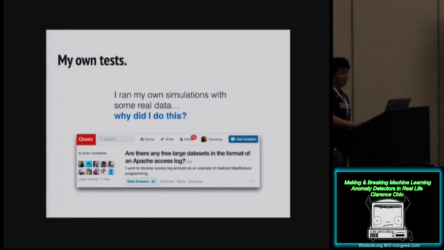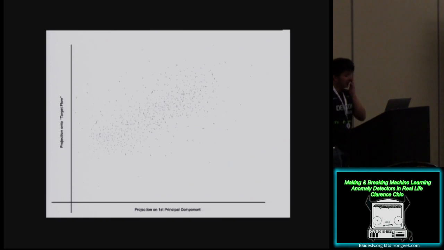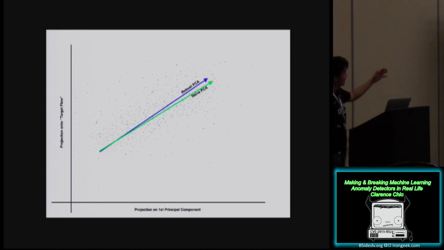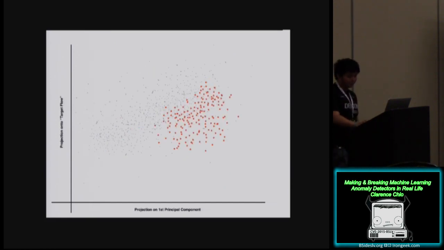Basically, I looked for a large data set of Apache access logs and ran the tests that I mentioned earlier. This is a projection. Sorry, the dots in gray are a little hard to see, but basically this is just a projection onto target flow space and the first principal component space of the data set. And we see that robust PCA and naive PCA give roughly the same direction of a flow, which makes sense. This is chaff traffic injected. Again, it's not easy to generate chaff like this. I had to go through a pretty long period of trial and error because these are latent dimensions, and I couldn't just, for example, change the IP address by one to generate a chaff that shifted right by one. It was hard to generate this.